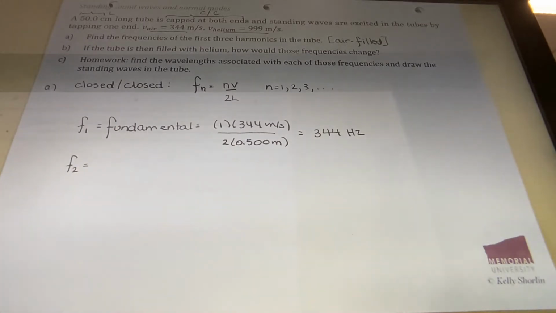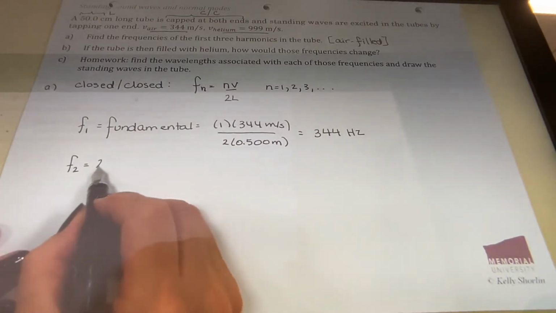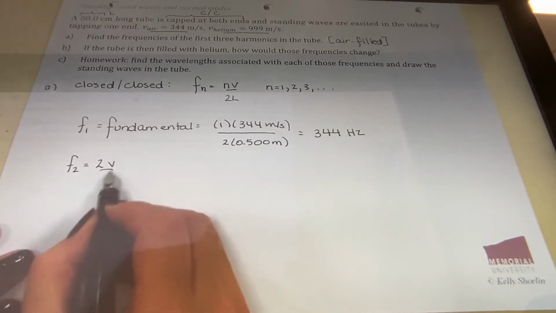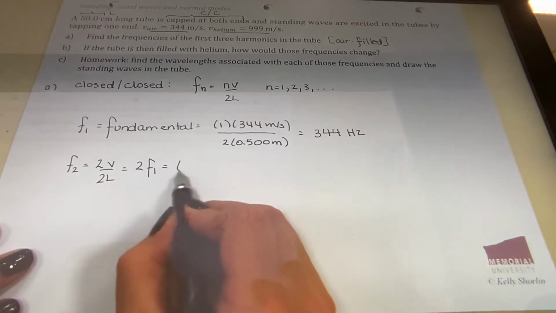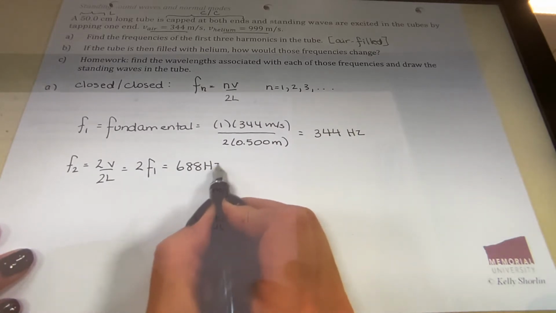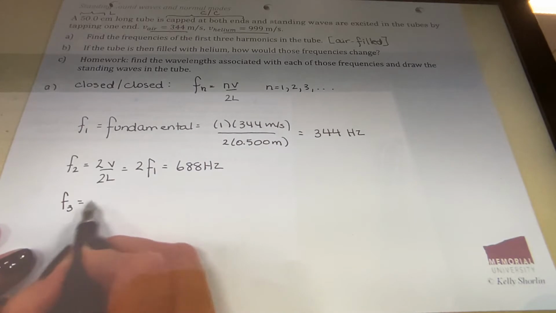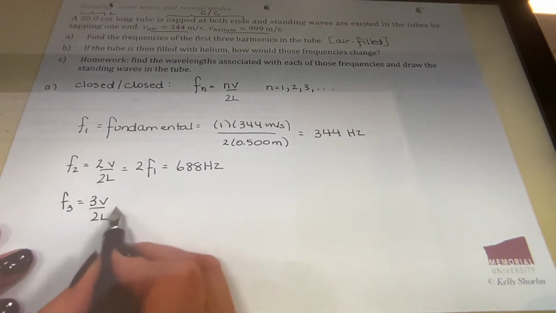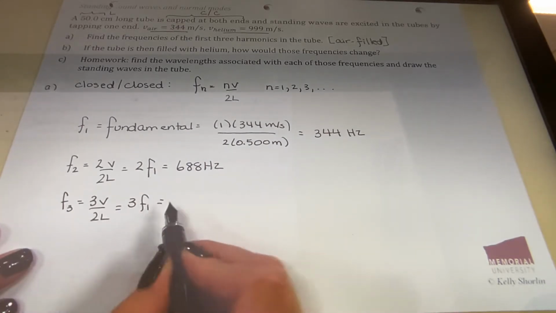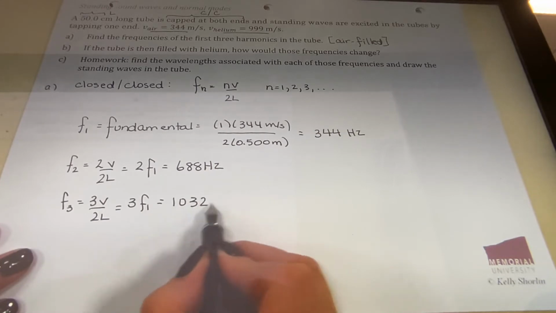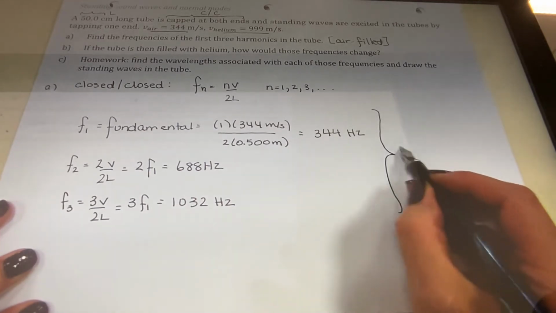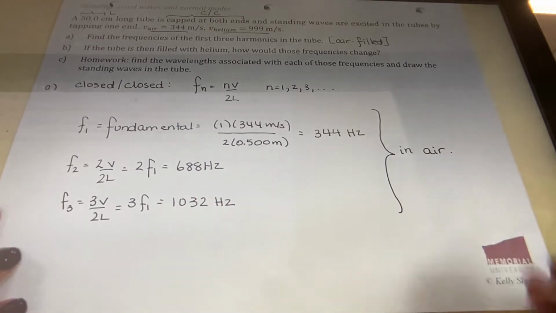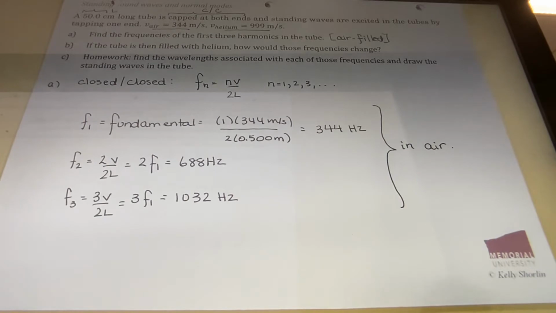You could either do 2 times V over 2L, or we could do 2 times F1. And we get 688 hertz. And our next higher frequency, we can do 3V over 2L, or 3 times F1, and we get 1,032 hertz. And all of these are in air. Okay, any questions? It's just kind of a plug and chug. Right.